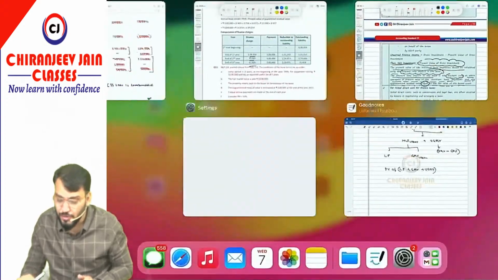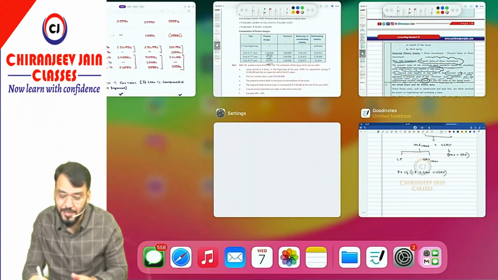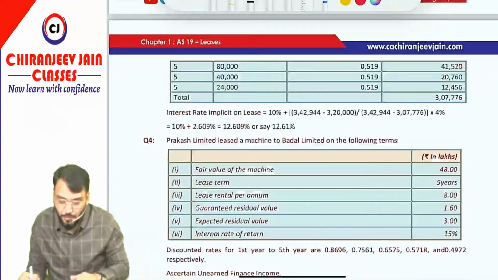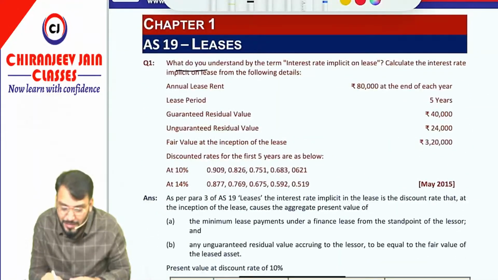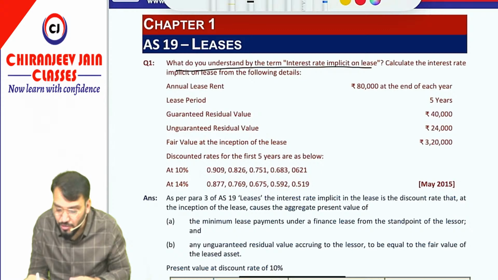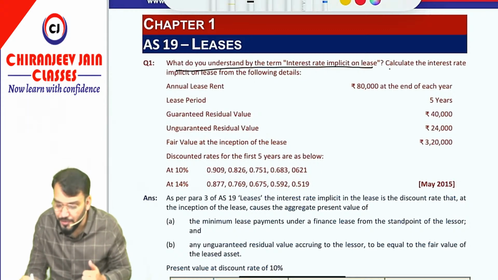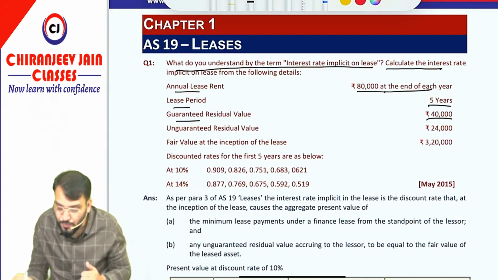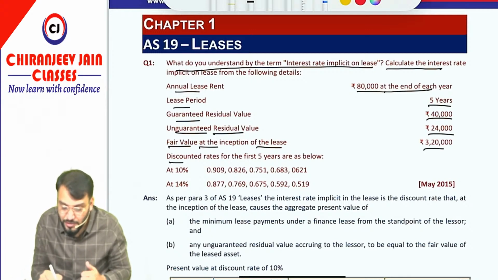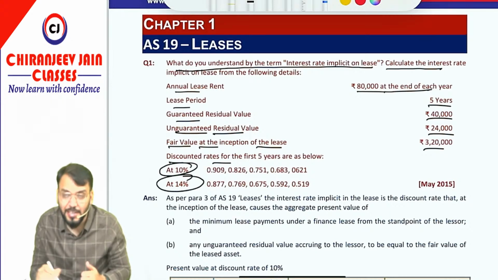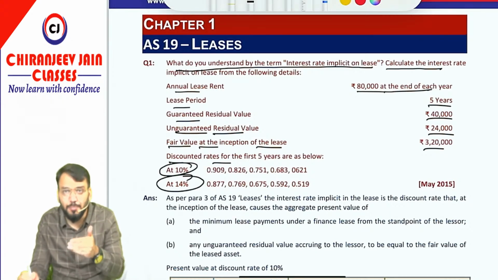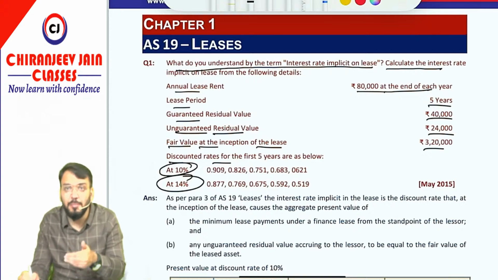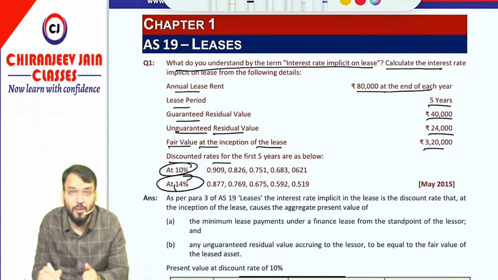Let me take one question, because this type of question can be asked in the exam. You can see one question has been given. What do you understand by interest rate implicit in the lease? That we can define; we can write the definition. Calculate the interest rate if the annual lease rent is 80,000 at the end of each year, lease period is 5 years, GRV is 40,000, UGRV is 24,000, fair value is 3,20,000. The discount rates given are 10% and 14%. So we can find the present value of minimum lease payment plus UGRV at 10% and 14%.